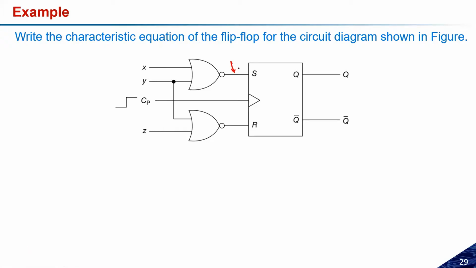If you can see here, S is nothing but X plus Y complement. This is the NORing. Here, R is equal to Y plus Z complement. So this is how S and R will look. Now let us see what the characteristic equation of the SR flip-flop is.